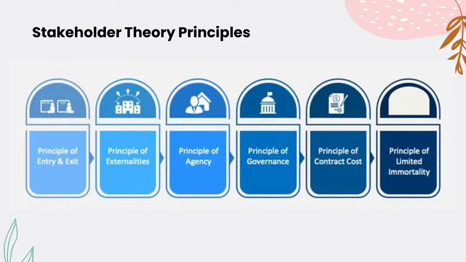So next is the stakeholder theory principles. Freeman has also outlined six principles that should govern the relationship between the stakeholders and the corporations. So those principles are, the first one is the principle of entry and exit. The second one is the principle of externalities. The third one is the principle of agency. The fourth is the principle of governance. The fifth is the principle of contract costs. And lastly is the principle of limited immortality.